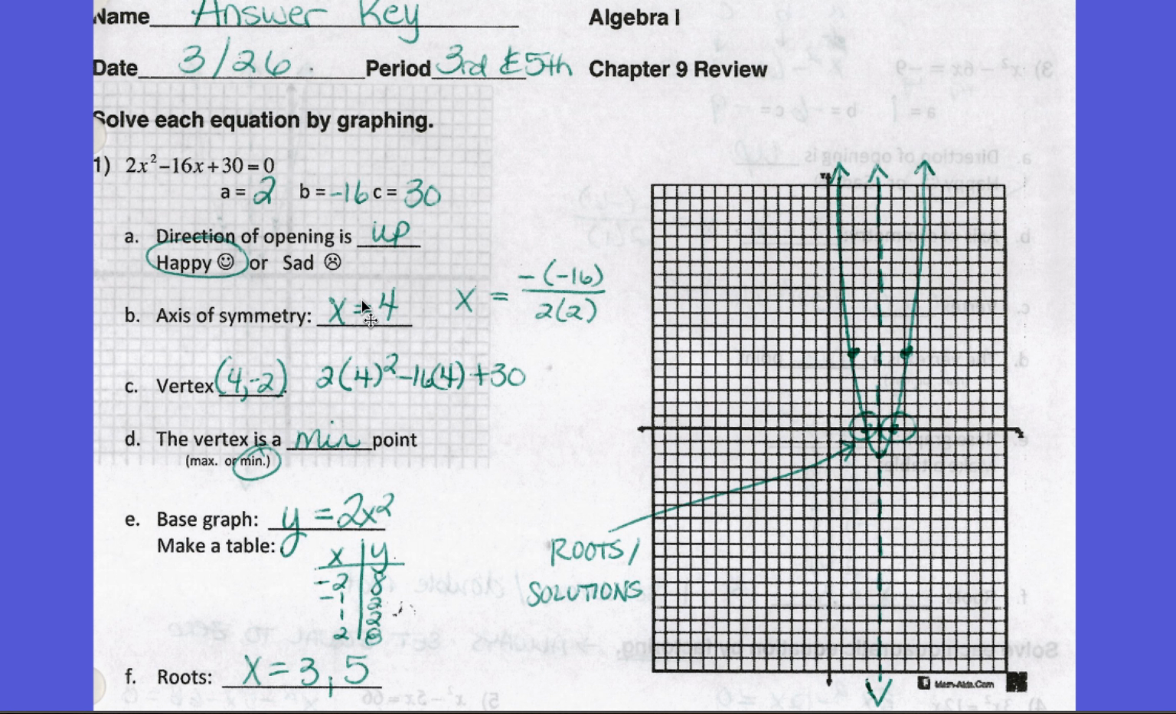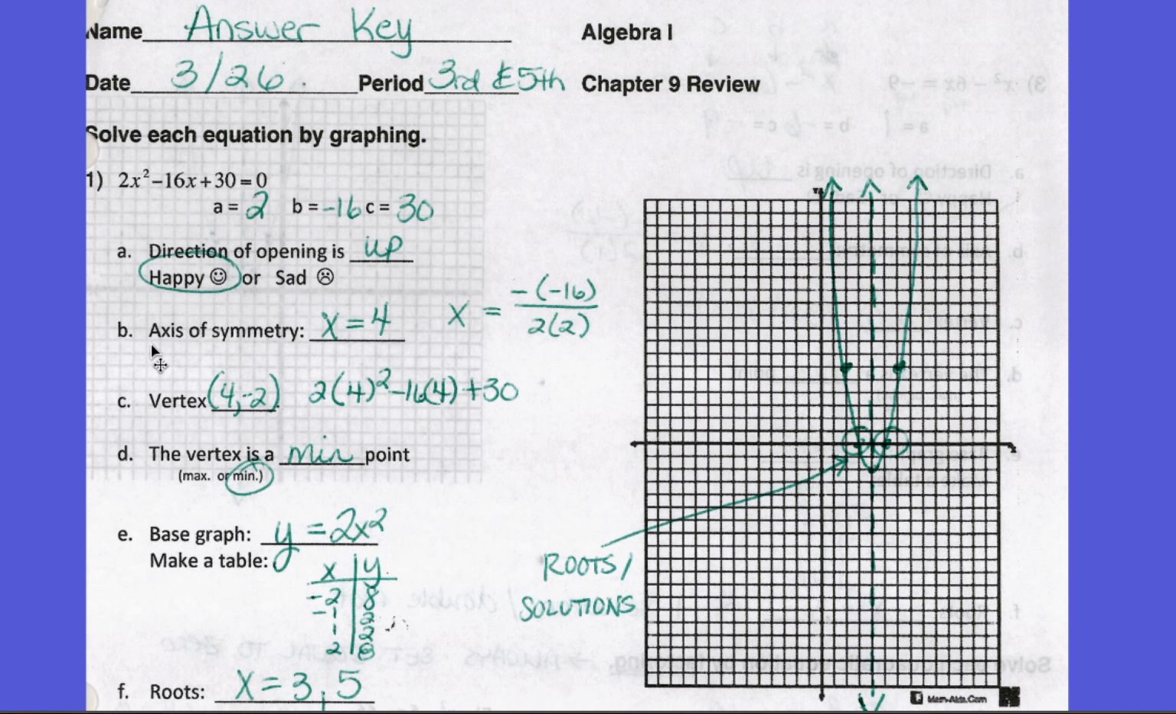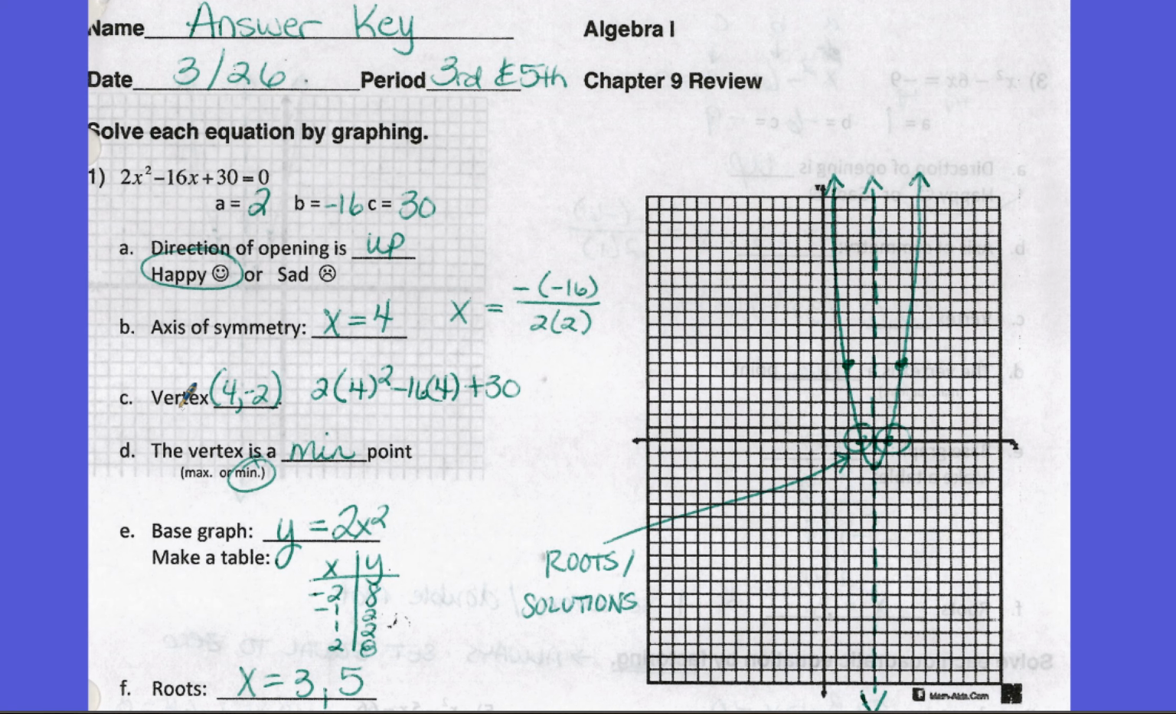I plug that x value back into the original equation, like I did right here, to find my y value, because your vertex is a coordinate. It's always a coordinate. So you get an x, y coordinate here. So we have our x value. It shoots into that x spot, but then we have to find our y value, which we get when we plug it back into the original equation. The vertex is going to be a minimum because it opens up, so it's at the bottom of the parabola.